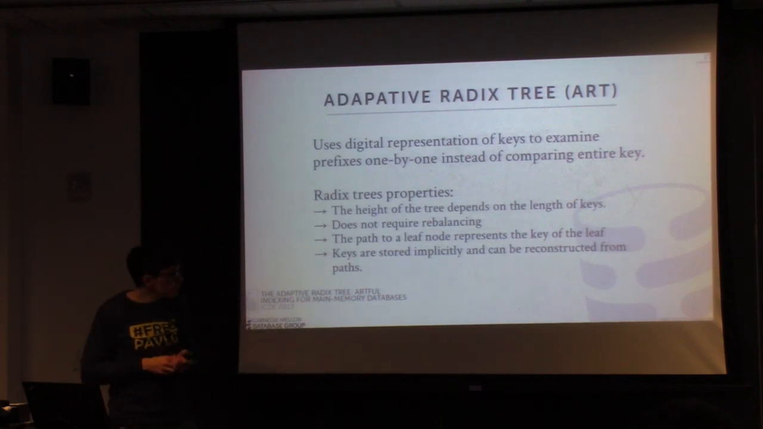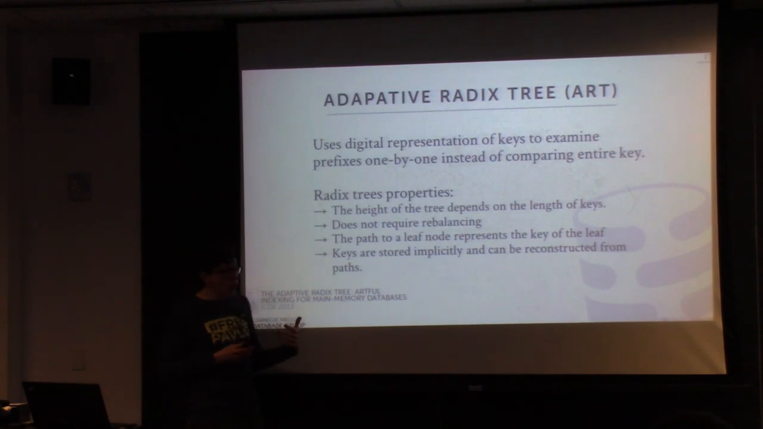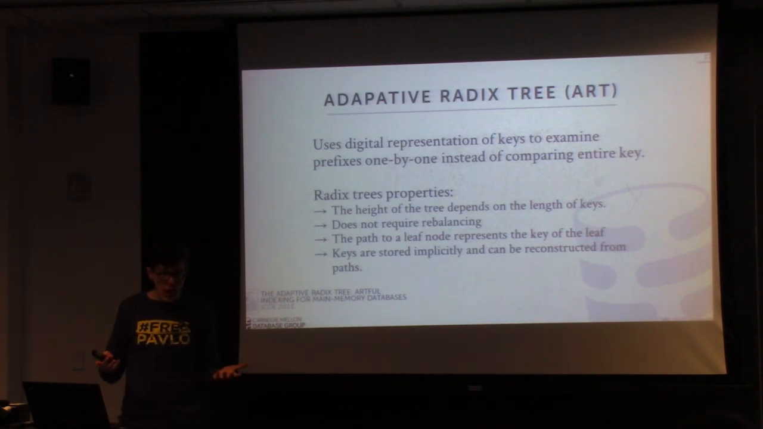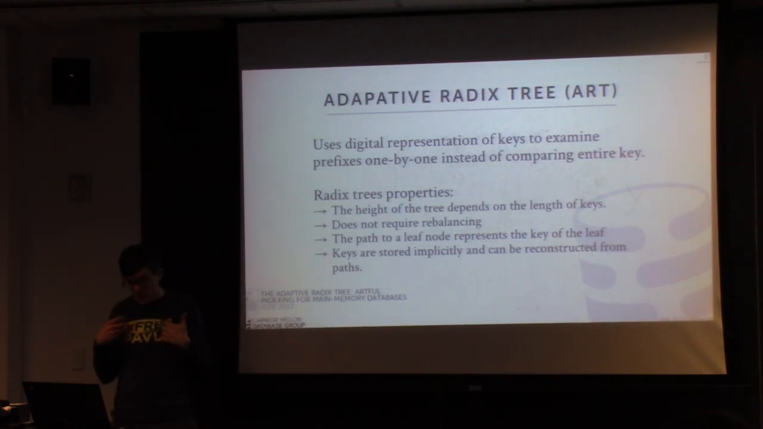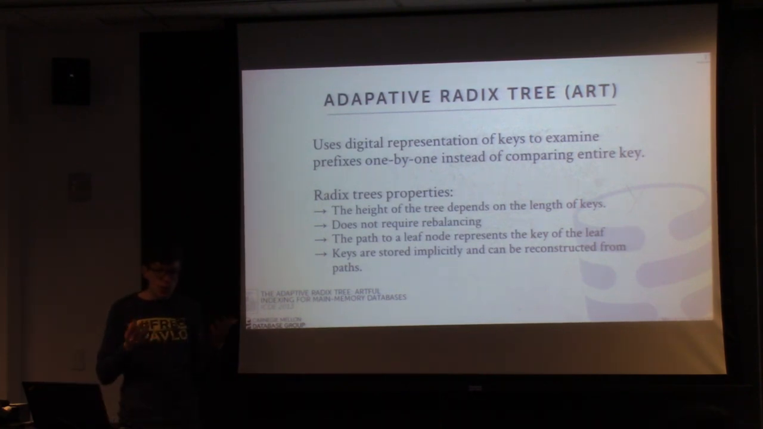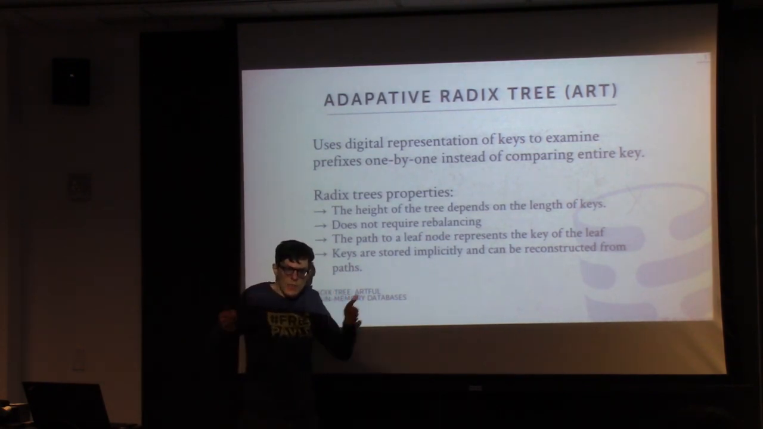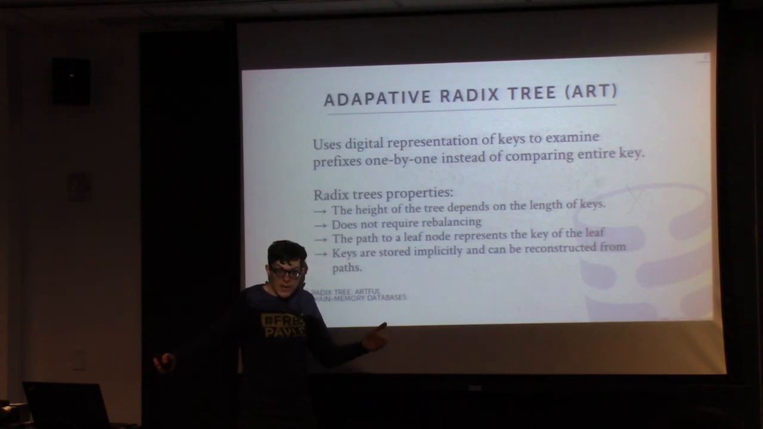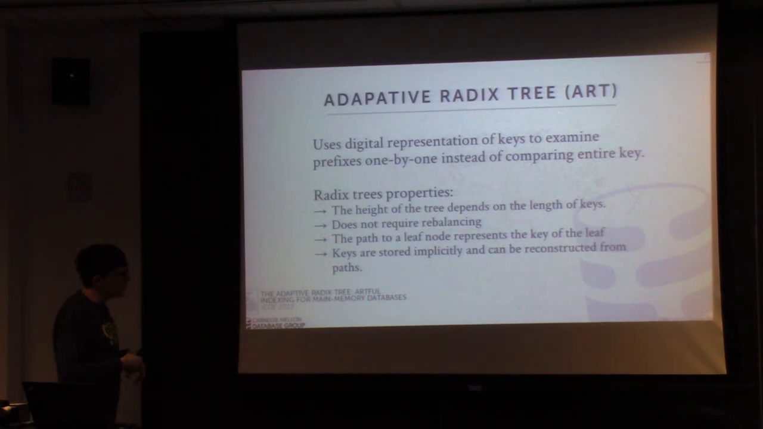What's interesting about the radix tree is that, unlike in a B+ tree, where the height of the tree depends on the number of keys that you have, in a radix tree it depends on the longest length of a key. So if I have a million keys in a B+ tree, the height of the tree would be log n. In a radix tree, it's the length of the longest key. If I have one key that has a million digits and is completely unique, then the height of my tree will be a million. In practice, that doesn't happen, and we'll see why in a second.